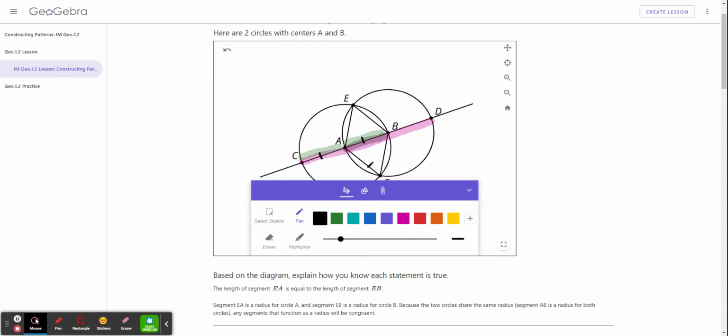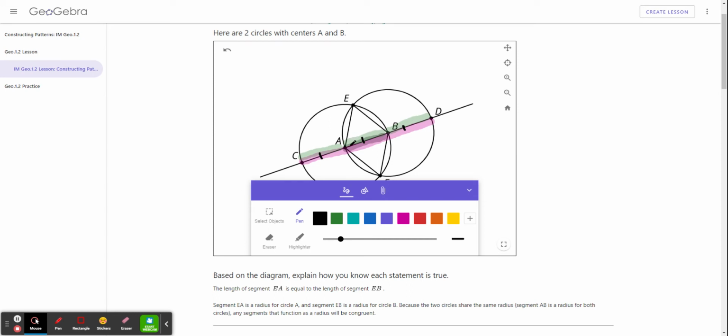When I start looking at this other circle here, circle B, AB was a radius for circle B as well. And when I look at segment BD, from B to D is also a radius for circle B. So that means that AB has to be congruent to BD. Well, now I have three segments that I know have to be the same length. CA is the same length as AB, is the same length as BD.